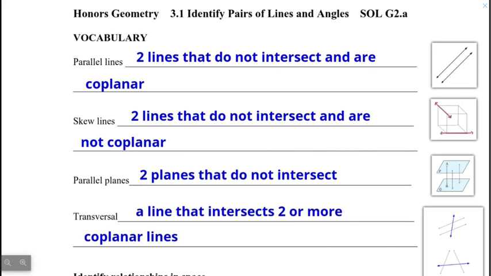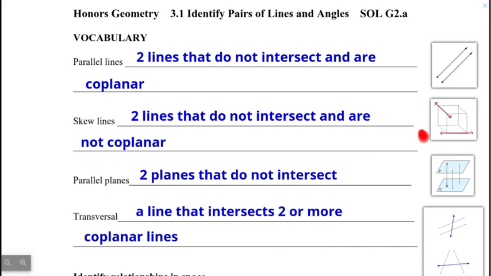Next up is skew lines. This is a new term for you. Skew lines, similar to parallel. The only difference is that they are not going to be coplanar. So two lines that don't intersect, but they're not coplanar. This one's a little bit more difficult to visualize because we are talking three-dimensional.